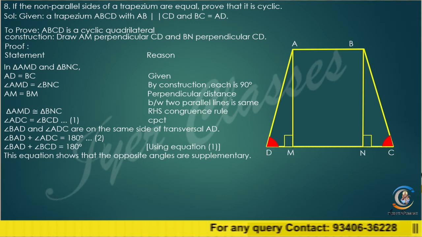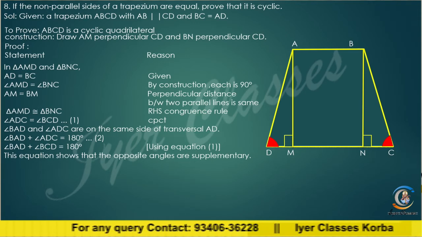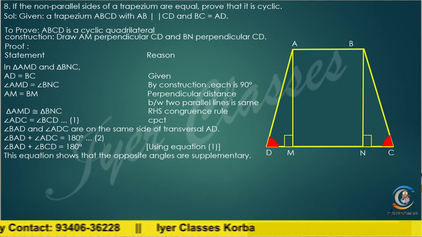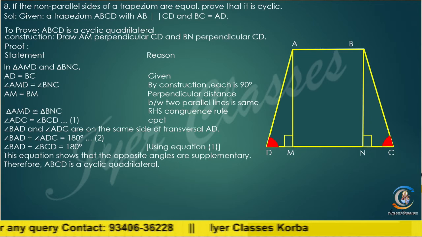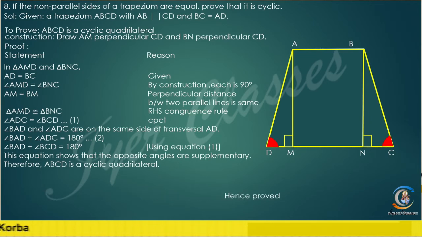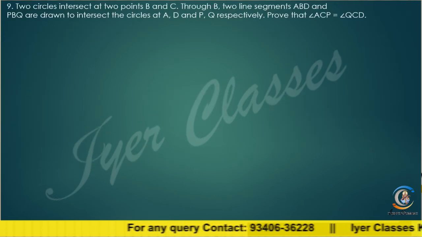This equation shows that the opposite angles are supplementary. That means angle BAD and this red angle both are supplementary, right? And we know that if the opposite angles of a quadrilateral are supplementary, the quadrilateral is a cyclic quadrilateral, hence proved, right?